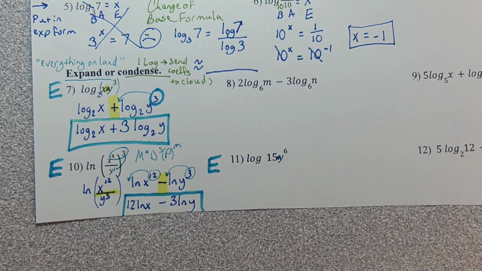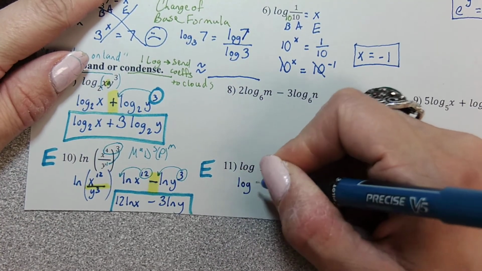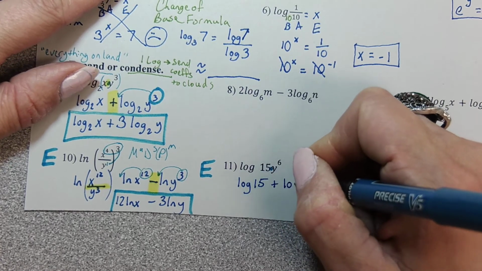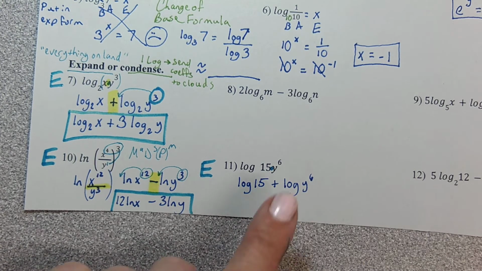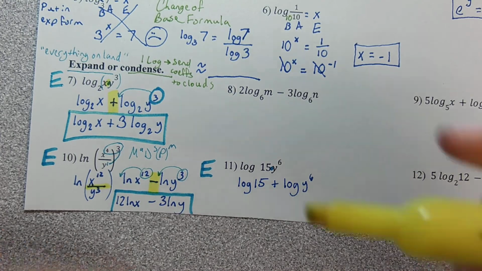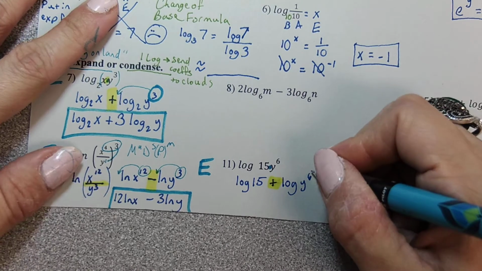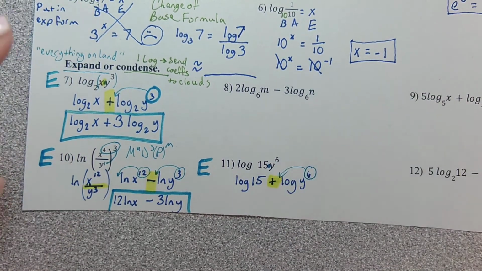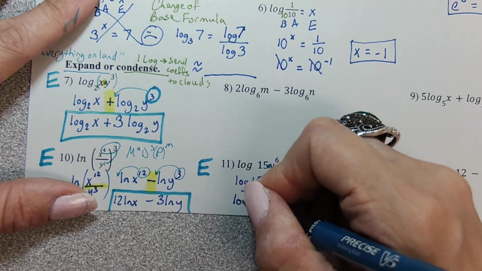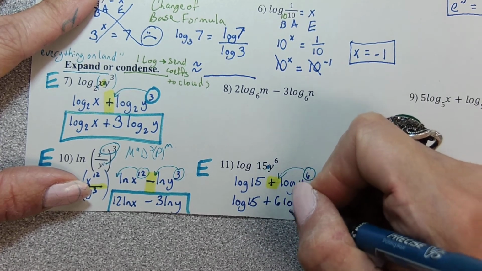So folks, looking at number 11, we've got multiplication in the answer part, so that's going to expand to addition. So log 15 plus log of y to the 6. These are separated by addition because it was multiplication in the answer part. So now, expand everything on the land. We want to move that 6 out in front as a coefficient. So log 15 plus 6 log y.